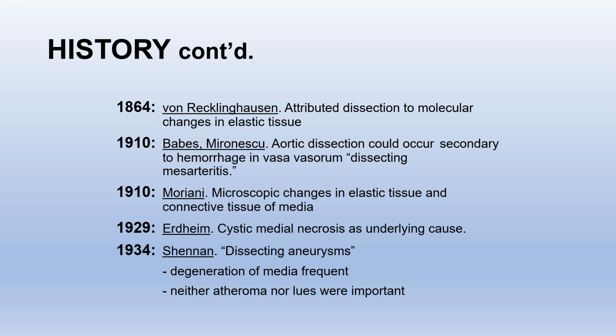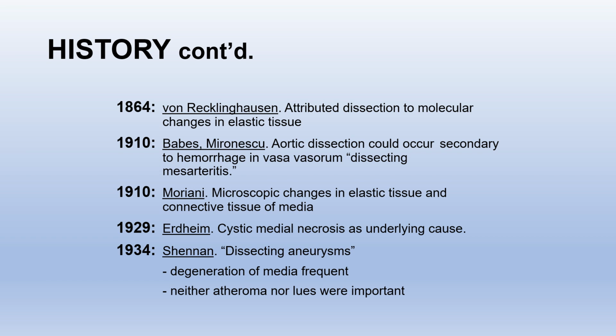In 1910, Babes and Mironescu told that aortic dissection could occur secondary to hemorrhage in the vasa vasorum, dissecting meso-aortitis. In 1910, Moriani showed the microscopic changes in elastic tissue and connective tissue of the media. In 1928, Erdheim showed cystic medial necrosis as the underlying cause.